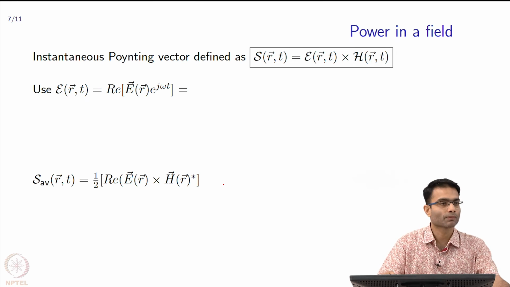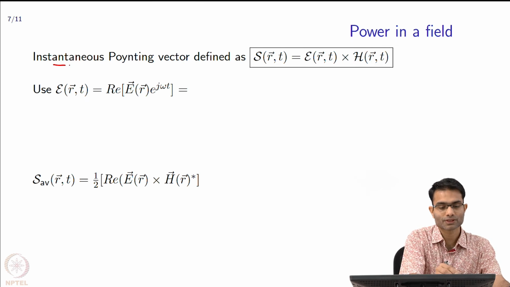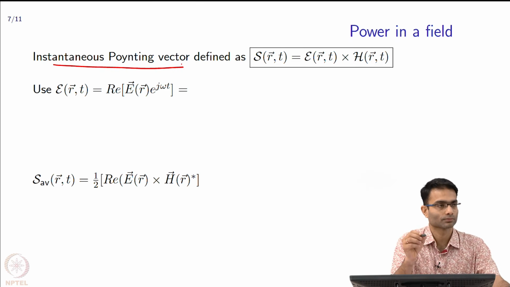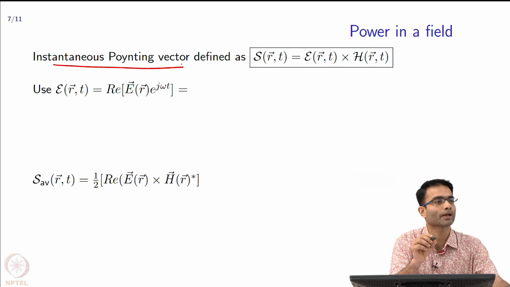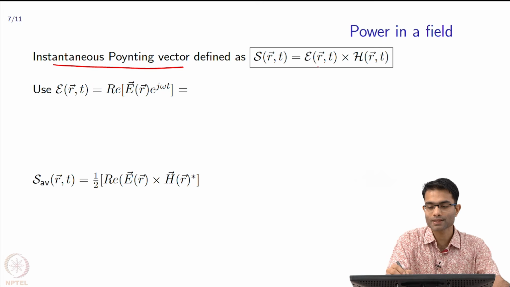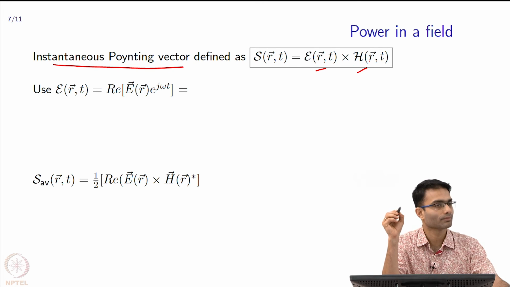Okay. So, let us look at what is the power in a field. Again, this should be familiar to all of you. You have what is called the instantaneous Poynting vector. The definition of the instantaneous Poynting vector is simplest when I look at real valued physical quantities. In terms of that, it is simply the cross product of E and H. It does not get simpler than that.